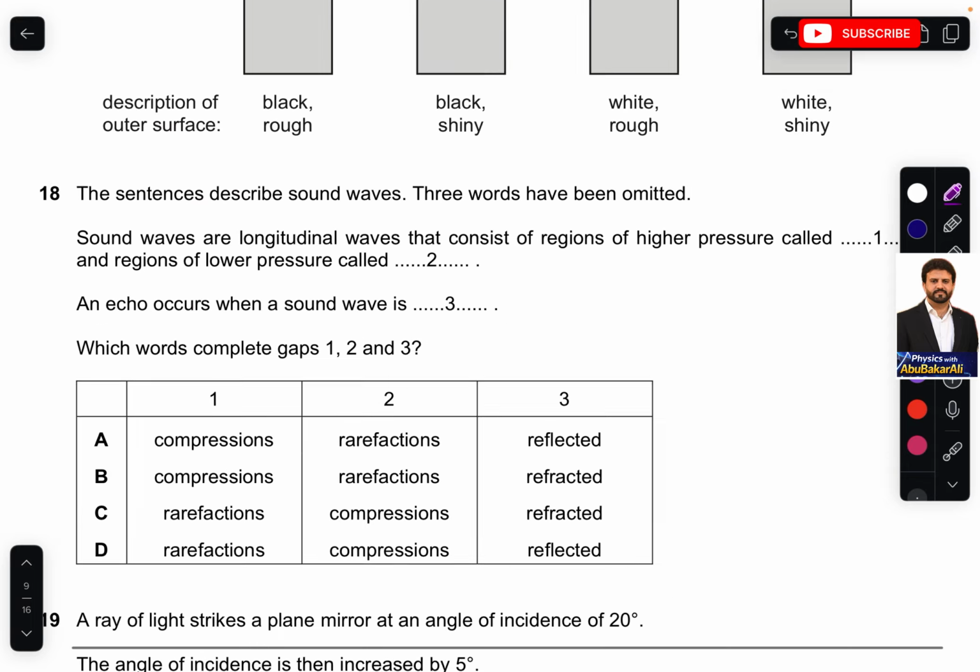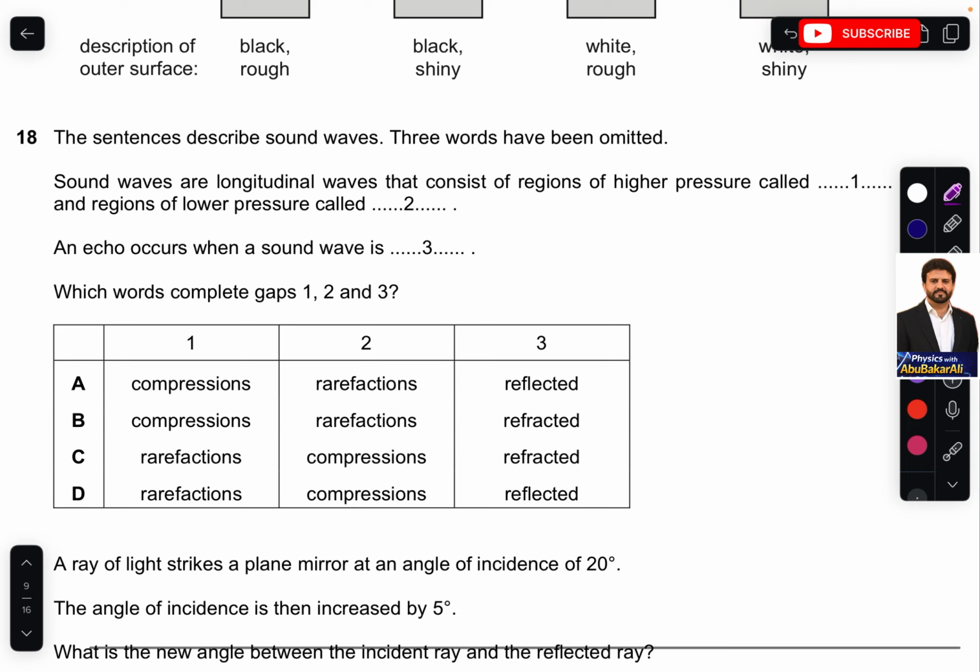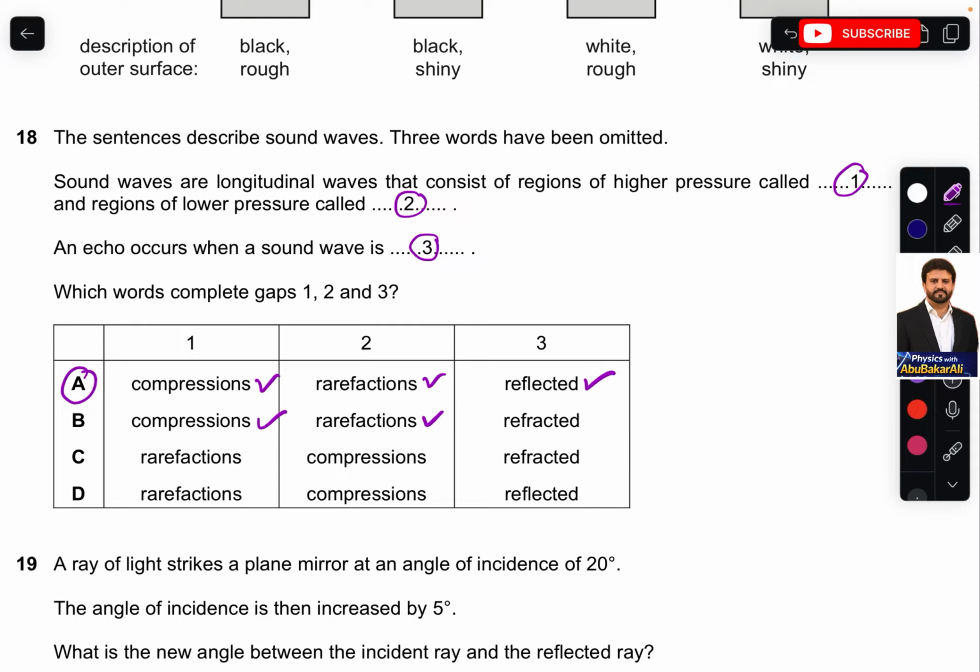Moving forward, question 18. The sentences describe sound waves. Three words have been omitted. Okay, sound waves are longitudinal waves that consist of regions of high pressure called compression. The one should be compression. Okay, and the region of lower pressure called two should be rarefaction. So we have to choose between A and B. An echo occurs when a sound wave is three. Three should be reflection. Okay, the sound wave should bounce back.